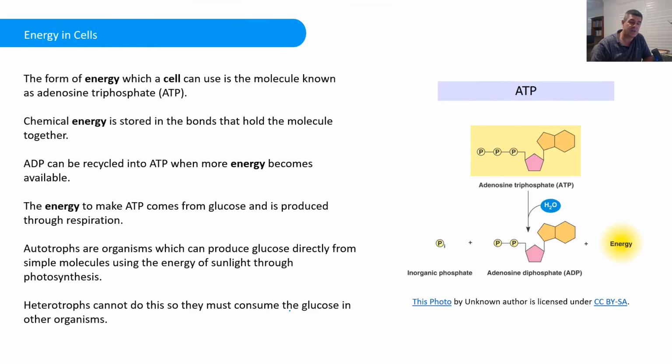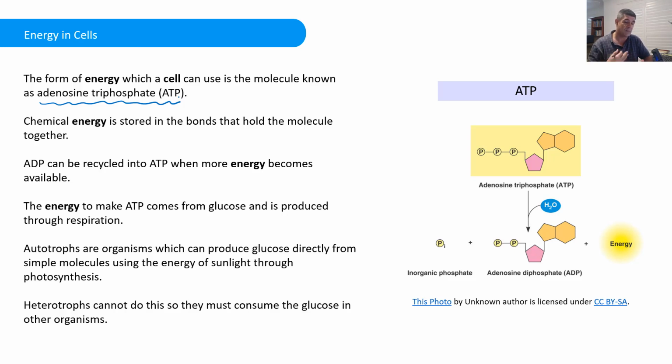Because of the process of active transport, we've already encountered this very important ATP molecule, adenosine triphosphate. It's the energy currency of the cell. It's the form of energy that the cell can use for active processes, and also for a large number of chemical, metabolic processes that occur in cells. The chemical energy is stored in the bonds that hold the molecule together. Because of the nature of this molecule, it can continue to be recycled as long as we can continue to provide an energy source for it.